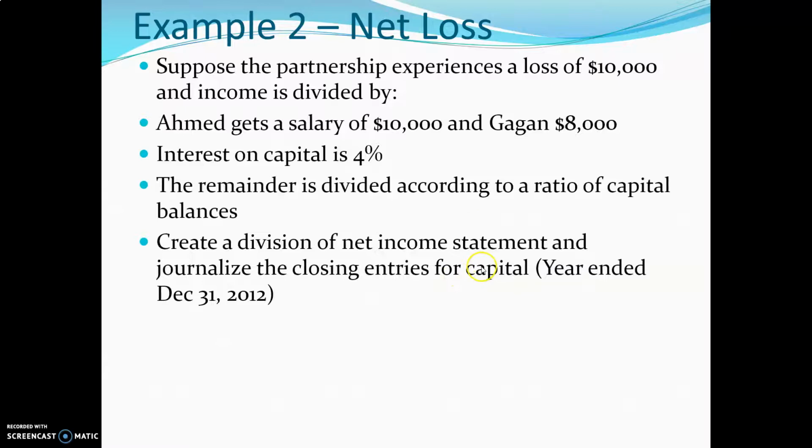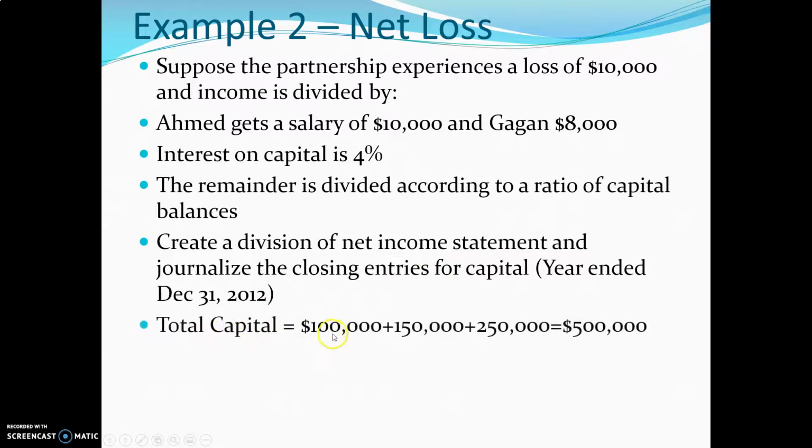The one thing which is missing here is the capital balances. Let's give you those. Total capital will be 100, 150, and 250, and this is coming from the previous question. That means we have a total capital of 500,000. I'd encourage you to pause at this moment to try and see if you can do this question on your own, and then come back and check.